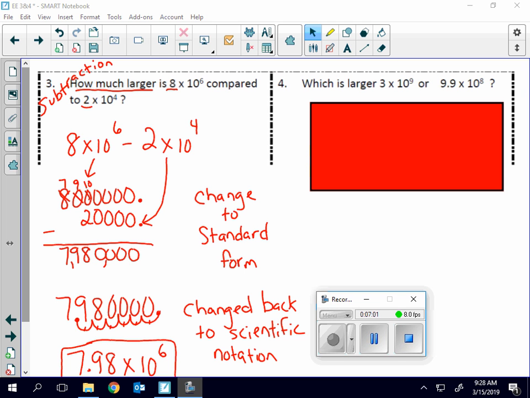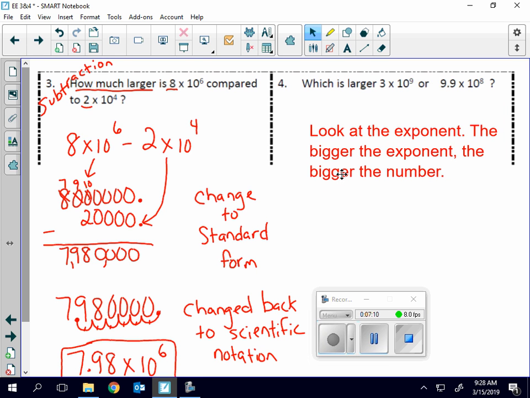Okay, number 4. Which is larger, 3 times 10 to the 9th power or 9.9 times 10 to the 8th power? Well, here we want to look at the exponents. Circle your exponents. This one is a 9, this one is an 8. So we're looking at the exponent. The bigger the exponent, the bigger the number. Take a second, pause the video, and write that down.